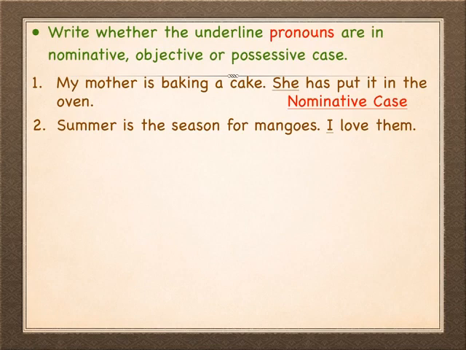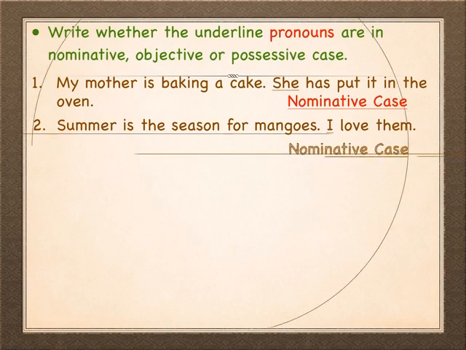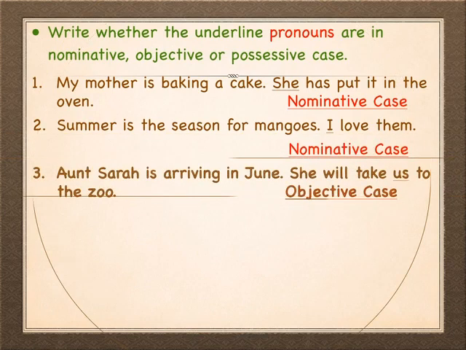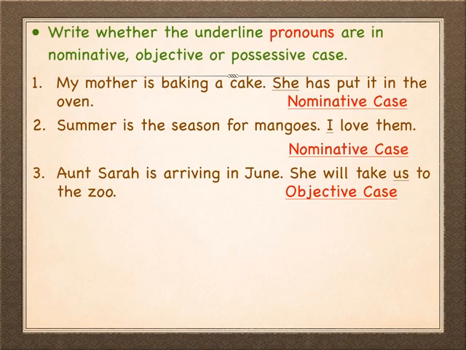Second one, summer is the season for mangoes. I love them. Over here, I is at the place of subject and so it is said to be in nominative case. Let's see the third one. Aunt Sarah is arriving in June. She will take us to the zoo. So here the pronoun us is at the place of the object in the sentence and so it is said to be in objective case.